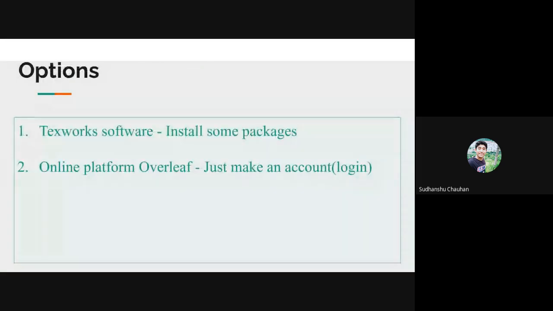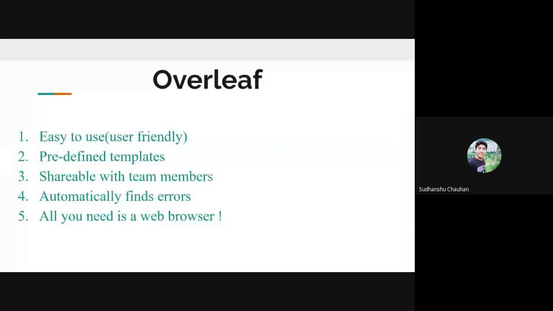Okay. Then we have 2 options. The first option is the TextWorks software. In this software, you can write a LaTeX report. This software needs to be installed in Windows, and some of the packages which you will need in it, you need to install those packages also. Then instead of this, in modern days we have a new option, that is the online platform. It is known as Overleaf. You can just make an account on it, then you can log in, and you can start your work on it.